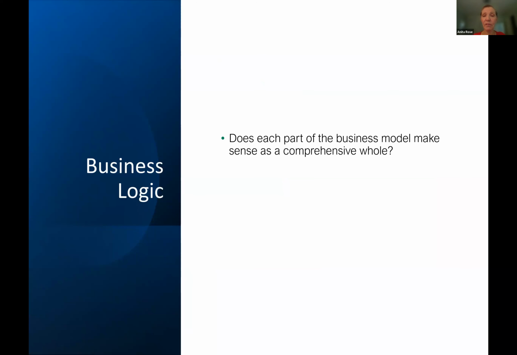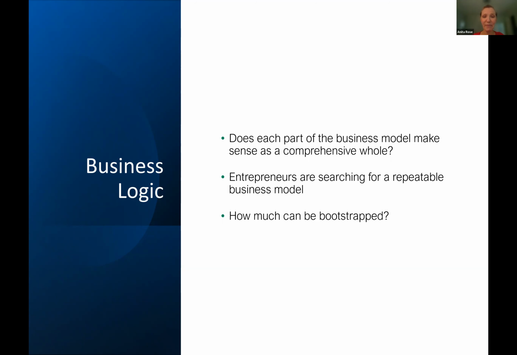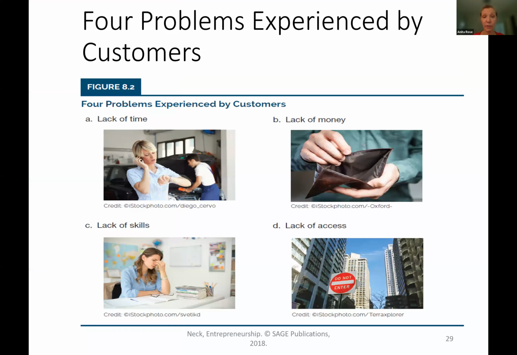Okay, so does each part of the business model make sense as a comprehensive whole? So we want to take a look at it and say, okay, I pulled it apart. Does that make sense in itself? So we want to look at that closely. So the entrepreneurs are searching for a repeatable business model. Steve Blank's comment, right? And how much can be bootstrapped? So we want to think about that too, instead of just pouring a lot of money into something and then not knowing if it will actually work.